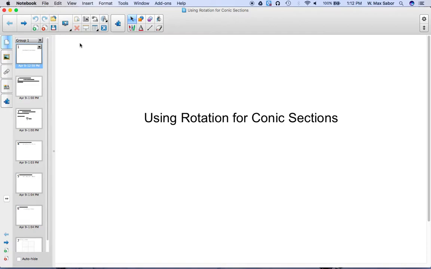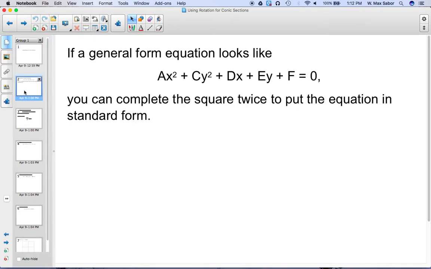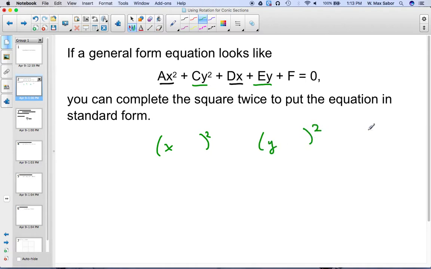Let's use rotation to figure out conic sections and to be able to graph rotated conic sections. If we have a general form of equation that looks like this, we can complete the square twice to put the equation in standard form. We would use the x squared and the dx, and the cy squared and the ey to figure out what to add for y.